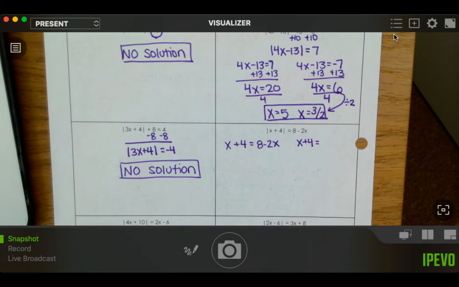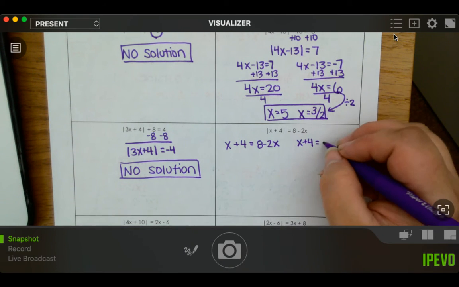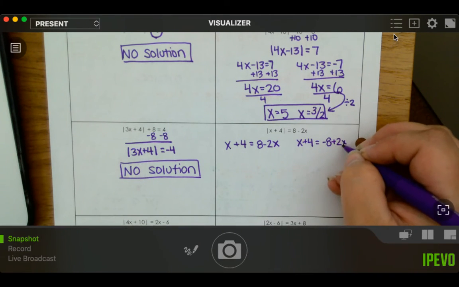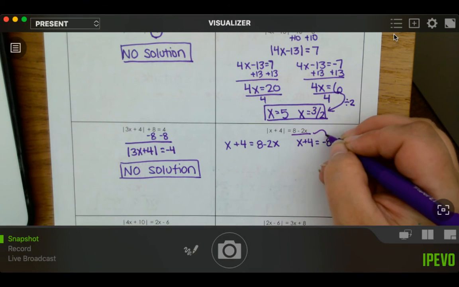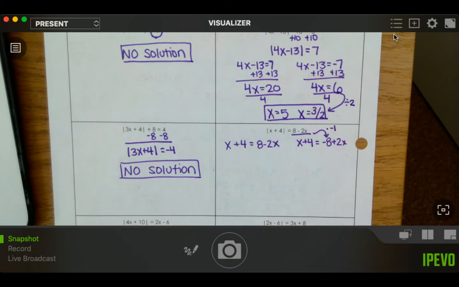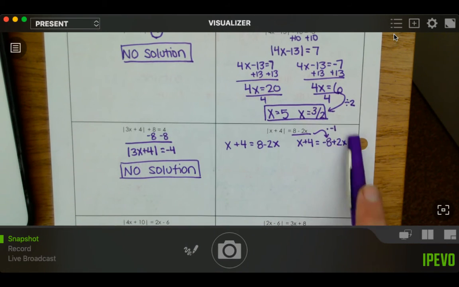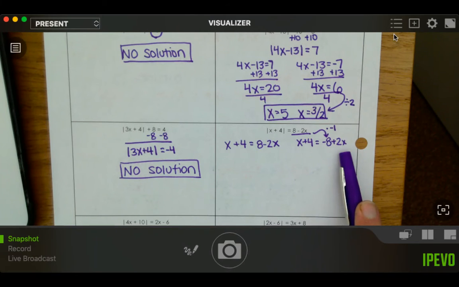So I'm going to change them both. The 8 is going to become negative 8, and the negative 2x is going to become plus 2x. So I'm multiplying this whole thing times negative 1, basically. So if there's multiple things on this side, you make the whole thing negative.